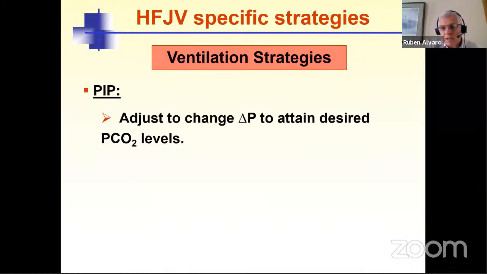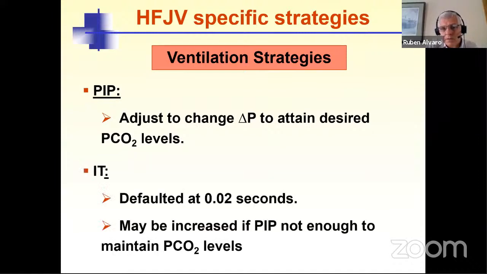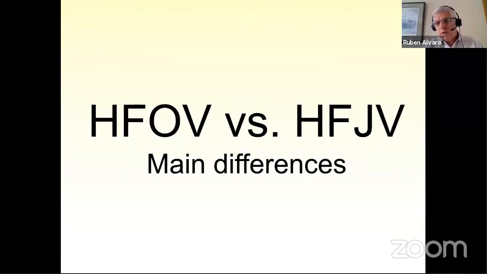So adjust the delta P to obtain desired PCO2 levels. And as I said, the TI you can use to increase the tidal volume if increasing PIP is not enough to maintain CO2 levels, okay? So the main difference between the two, I'm gonna summarize that to finish.